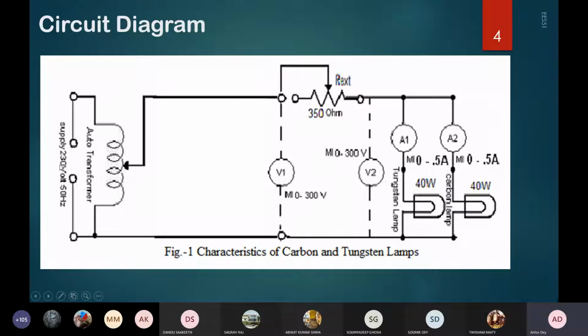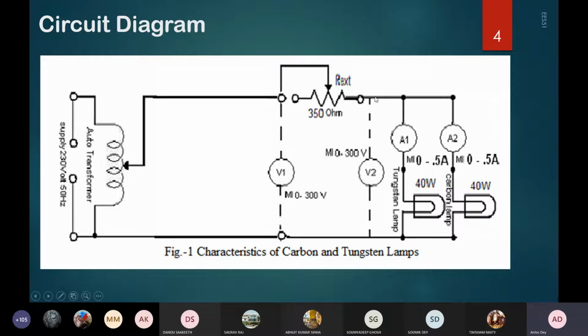So this is our circuit diagram. We have an auto transformer connected to our 230 volt 50 hertz supply, our usual household supply. This is a single phase auto transformer, and using the slider position we can change the voltage level from 0 to 270 volts at the most. Its other name is variac, which we often use. We'll be using two MI kind voltmeters, because it is moving iron type, as it is AC.